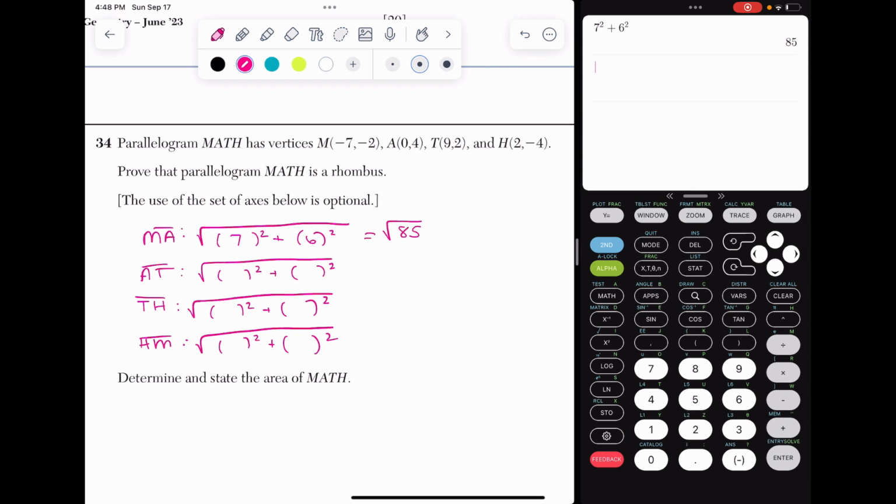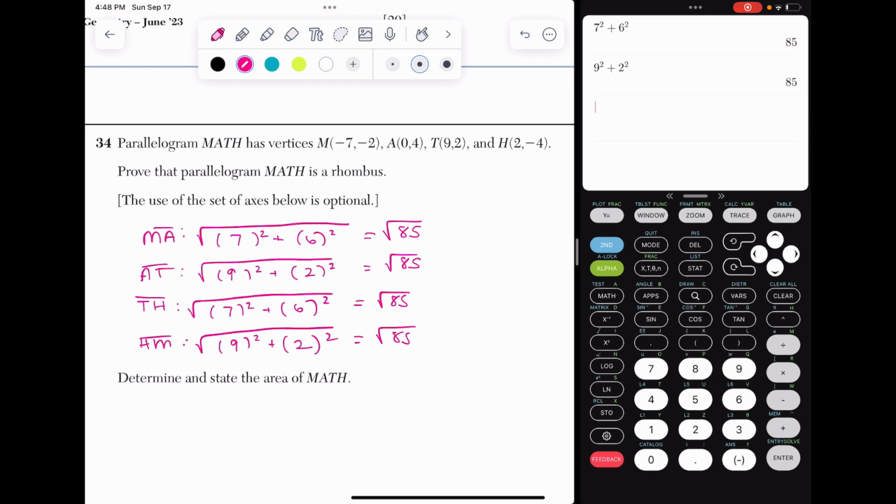If I do AT, the difference between the x's is 9. The difference between the y's is 2. I'll type in again for a second what's in the radical. You'll see I get radical 85. Don't forget to put the radical back around it. For TH, I'll be getting 7 and 6 again, and we already know that will be radical 85. And HM will be getting 9 and 2 again, so radical 85.